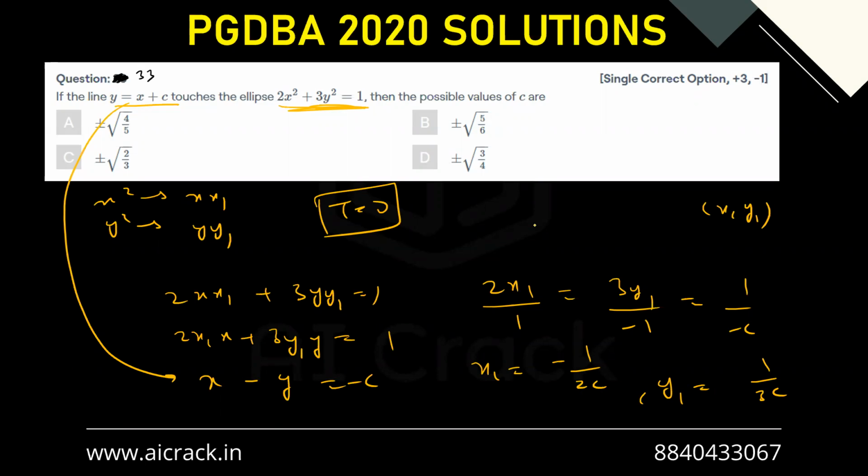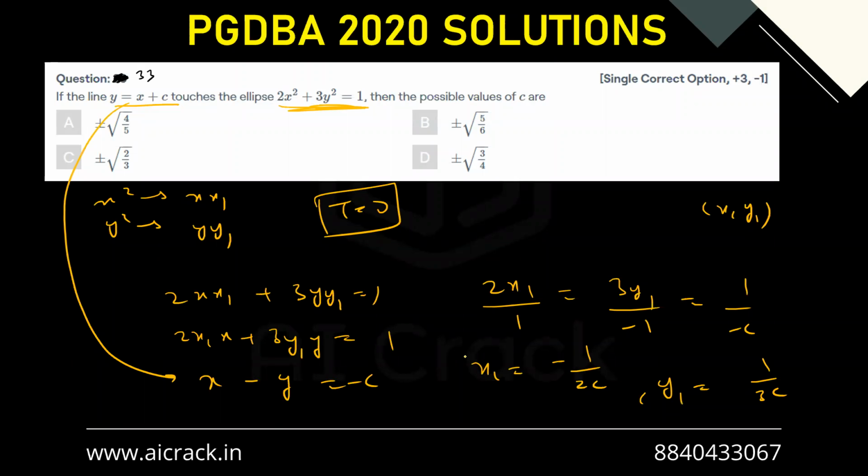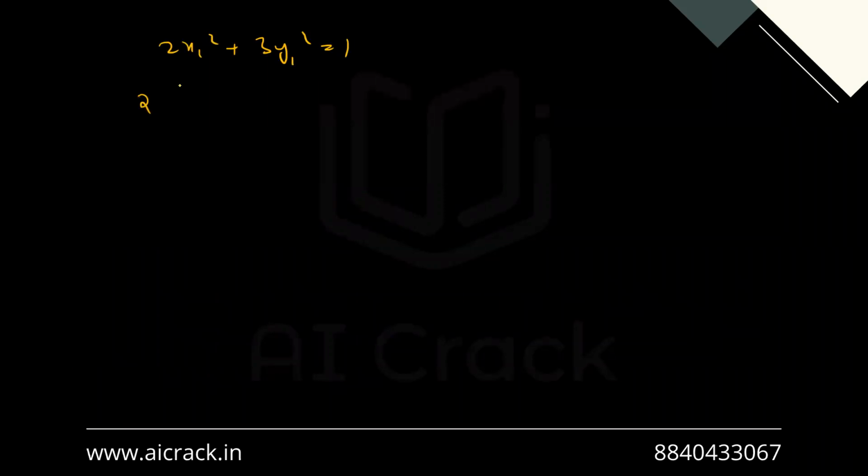Okay. We know that x1 and y1 also satisfy this ellipse. So that would be 2x1 square plus 3y1 square equals 1, right? Now we can put these values of x1 and y1 in that equation. x1 is minus 1 by 2c. So 2 times minus 1 by 2c whole square plus 3 times 1 by 3c whole square equals 1.